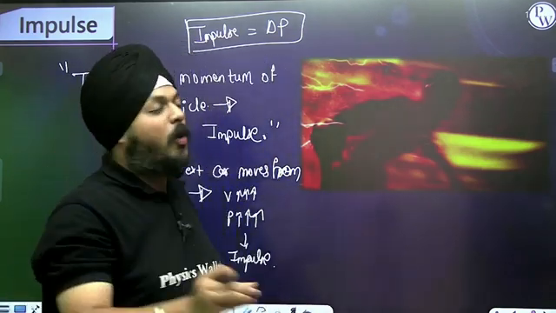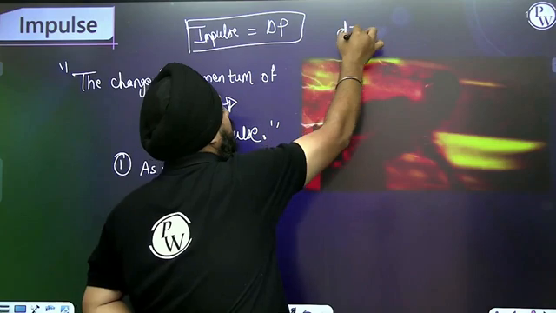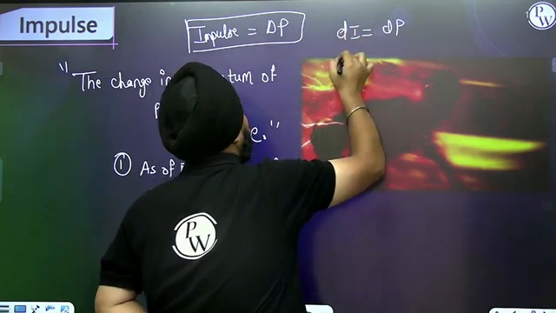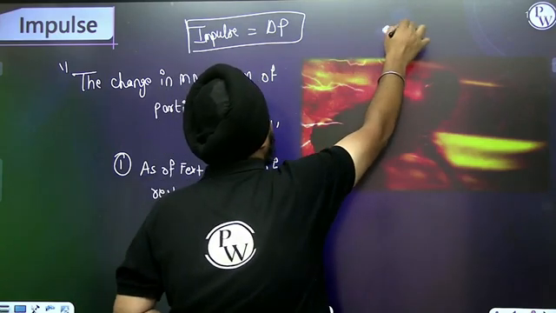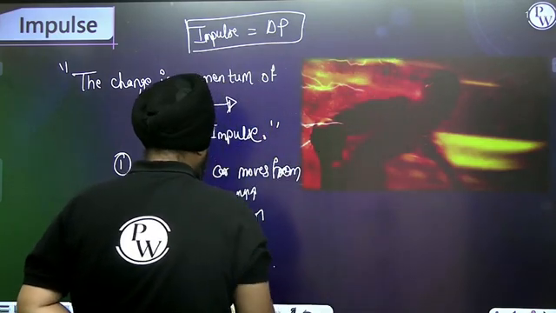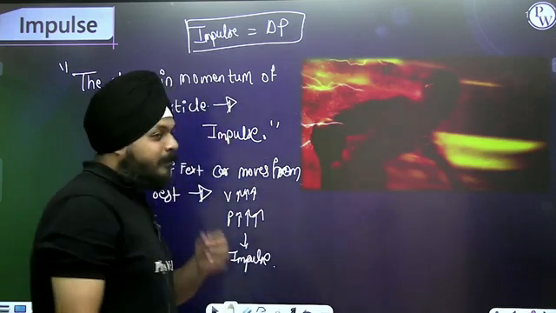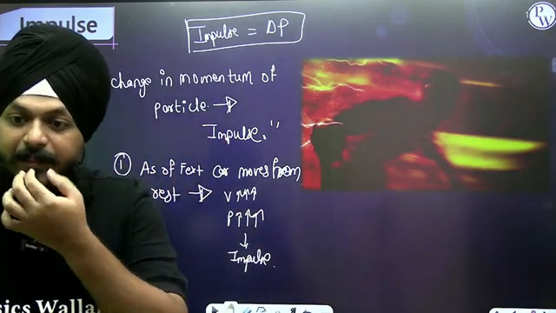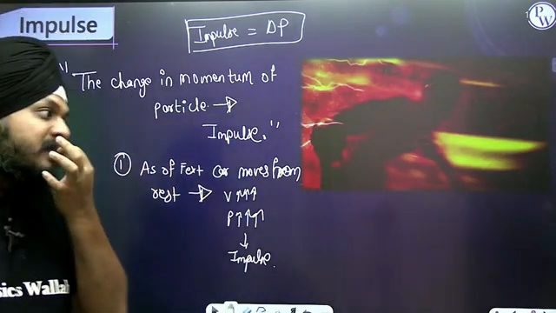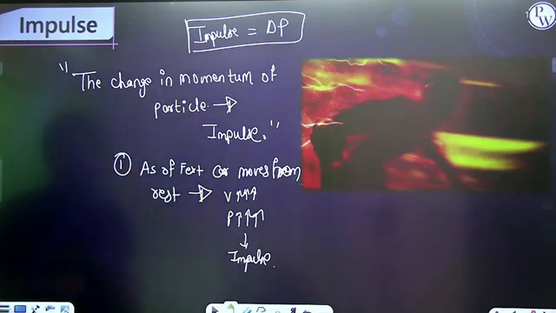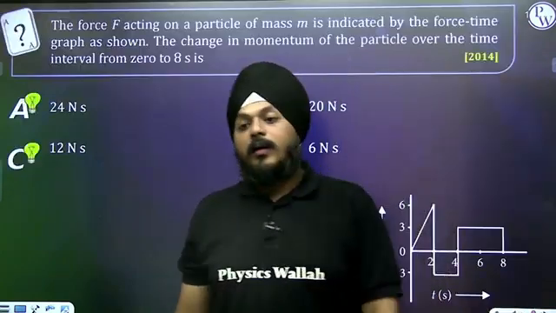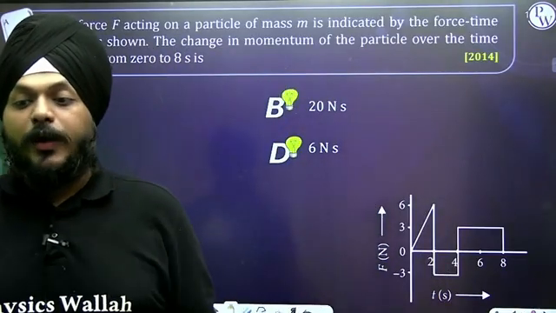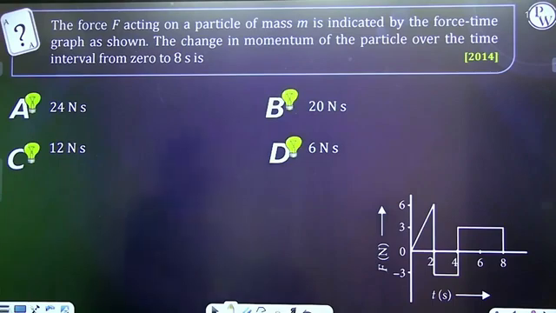For a very small change, you can also write it as the integration of dp. But that we are going to see through the force. On the basis of this impulse, we are going to solve some of the questions.